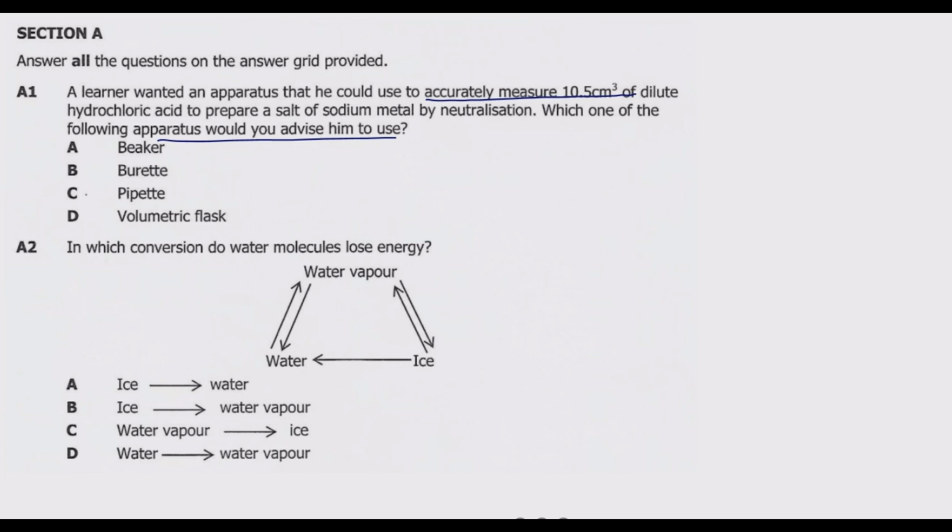So the beaker is used to hold and mix a liquid. So what you notice here in this case, this one is not correct. If you look at B, the burette, so the burette is used to transfer and measure liquid, and the degree of accuracy is 0.1 centimeter cubic. So what you notice here is this one would fit well. So ideally B would be one of the answers. But let us look at the other one.